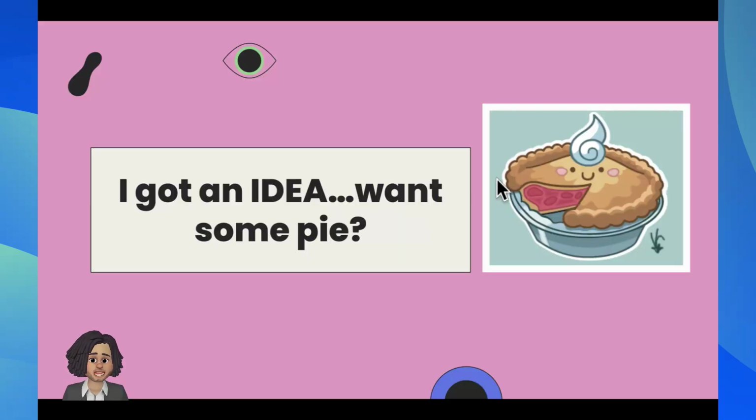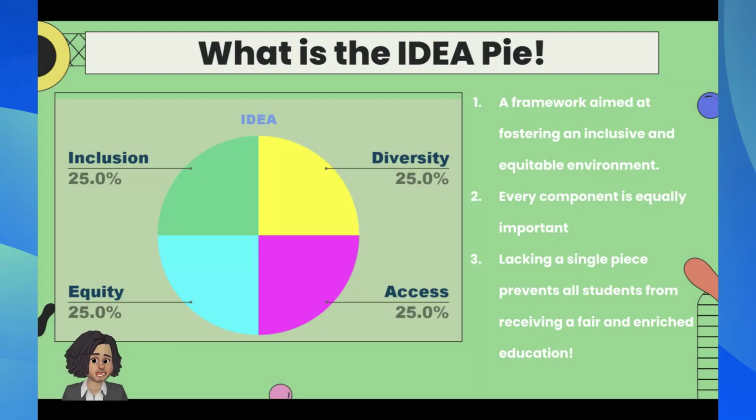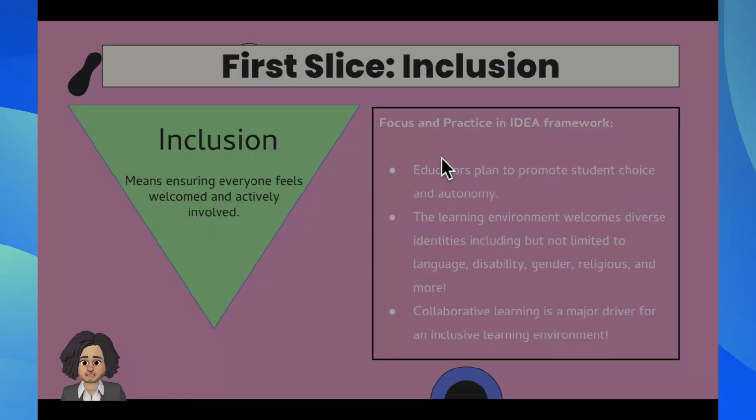Despite how you're feeling, I got an idea. Would you like some pie? Well, IDEA pie, of course. So IDEA is broken down into four equal parts, and they create one whole pie. IDEA in itself is a framework aimed at fostering an inclusive and equitable learning environment. And every component is equally important as the next. Lacking a single piece prevents all students from receiving a fair and enriched education. Therefore, we've got to respect and keep in mind that we are pushing for all parts of IDEA to be included in all of our lessons as educators.